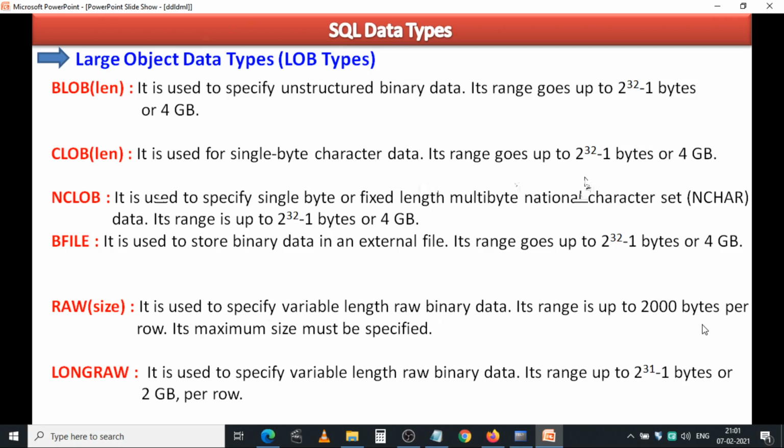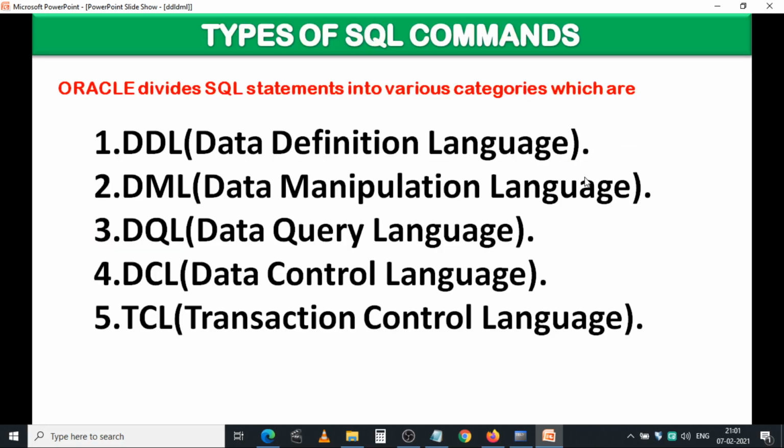So Oracle divides SQL statements into various categories, depending upon the functionality of commands. Those commands are categorized into 5 types. One is DDL, data definition language commands, DML, data manipulation language commands, DQL, data query language commands, data control language commands, and transaction control language commands also.